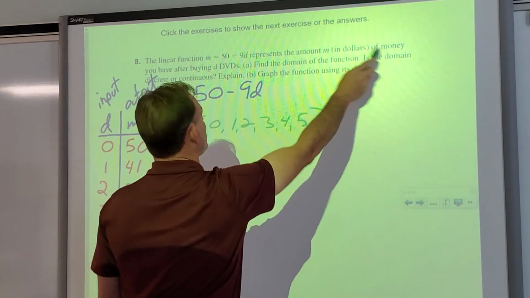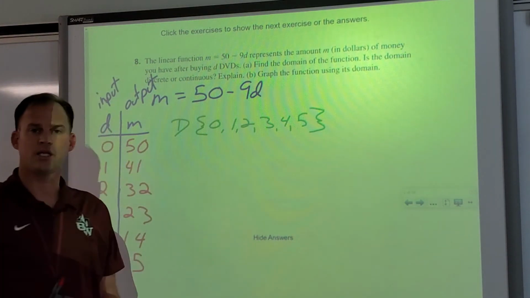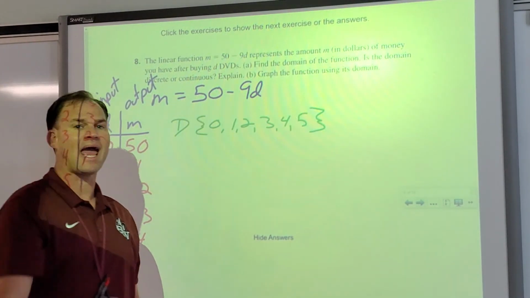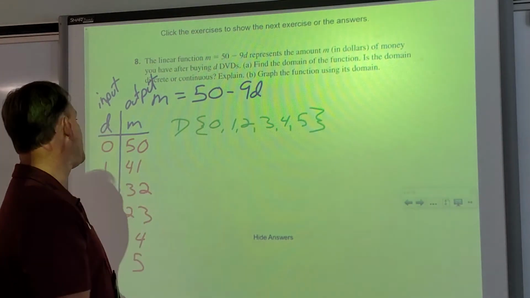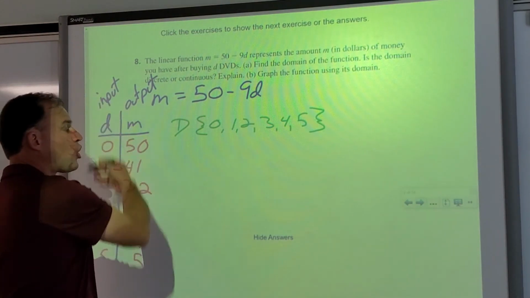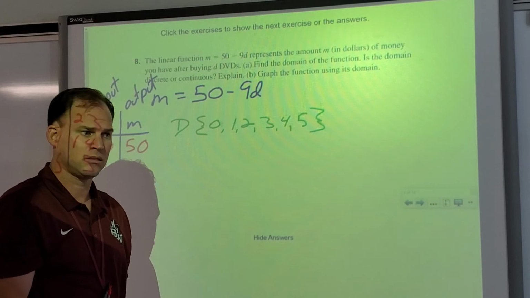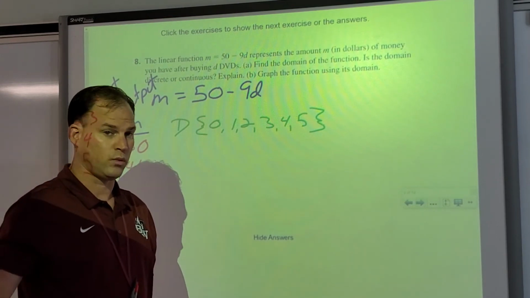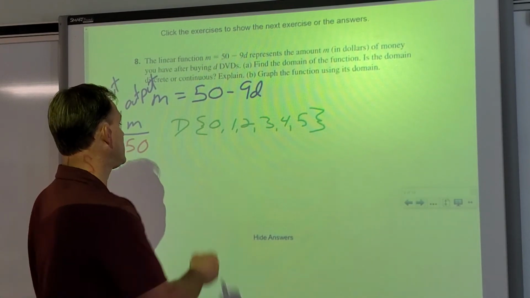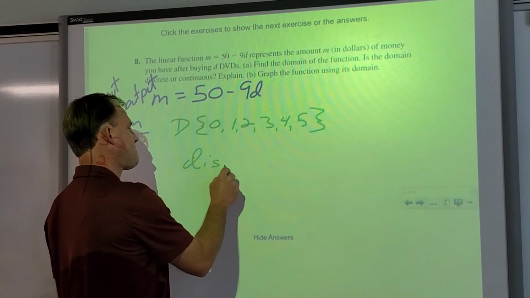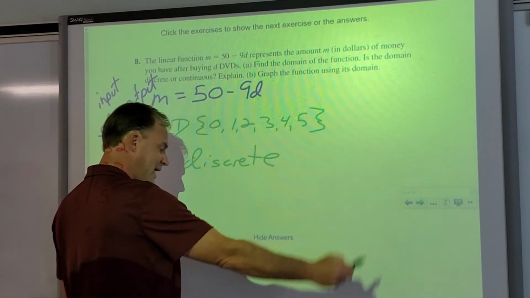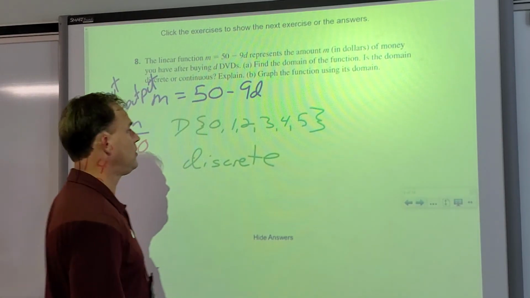Is the domain discrete or continuous? Can you have a fraction in your domain? Can you buy a part of a DVD? No. You either buy a DVD or you do not. So this is a discrete problem.